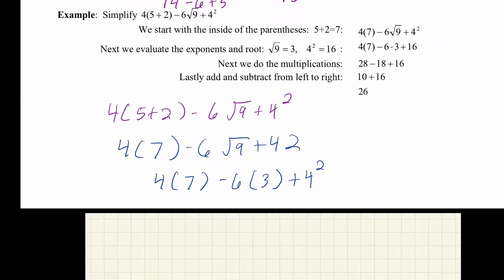Plus 4 squared. Now remember, I'm still going parentheses, exponents, multiplication, division, addition, subtraction. I've done the parentheses step. There are no more grouping symbols here to be dealt with. Everything's been simplified. So now I'm looking for my exponents.